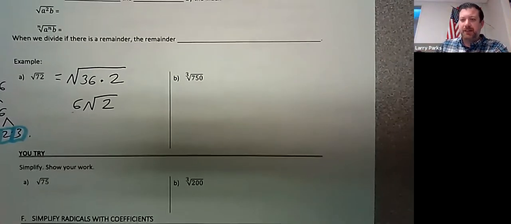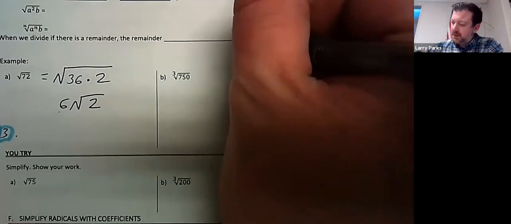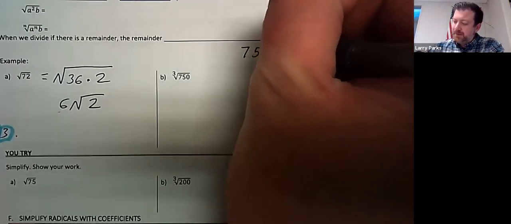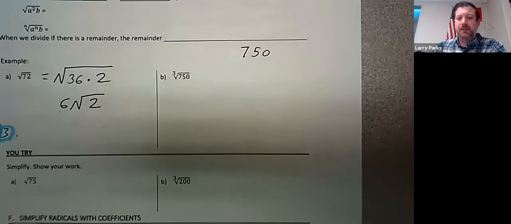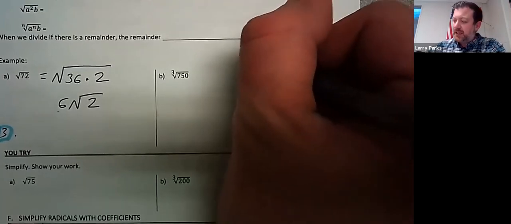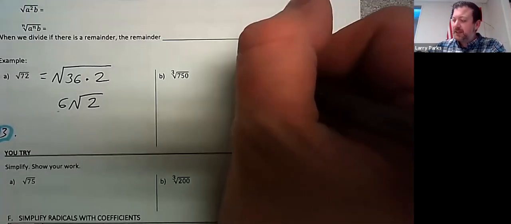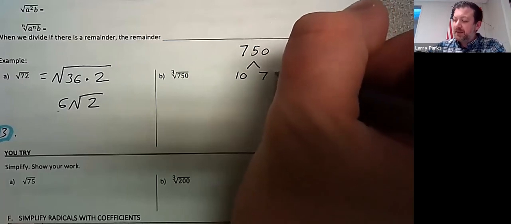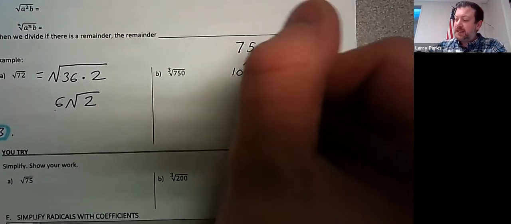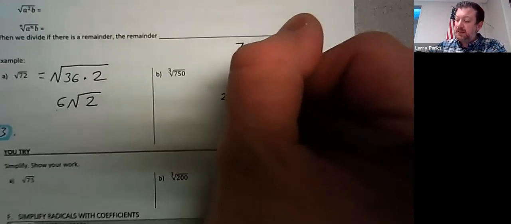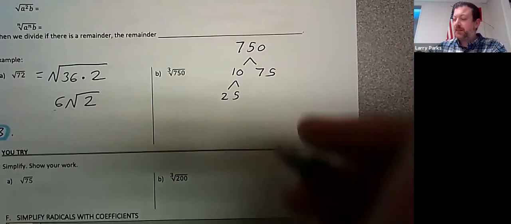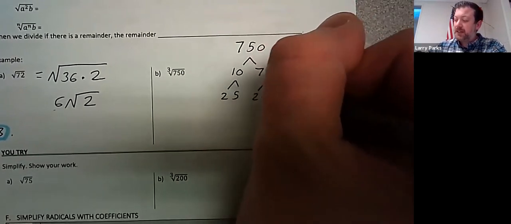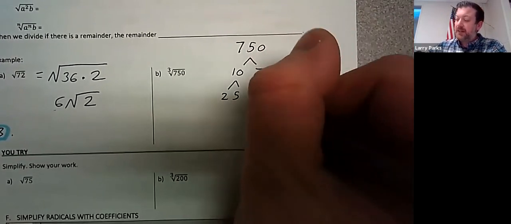The cube root of 750. I know 5 goes into that. Actually, I know 10 goes into that. That's 10 times 75. 10 is 2 times 5. 75 is 25 times 3. And 25 is 5 times 5.